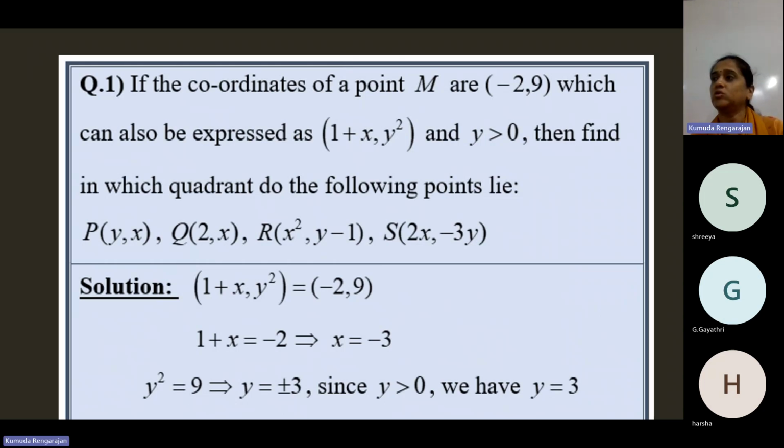So y greater than 0 means y is positive. y less than 0, y is negative.